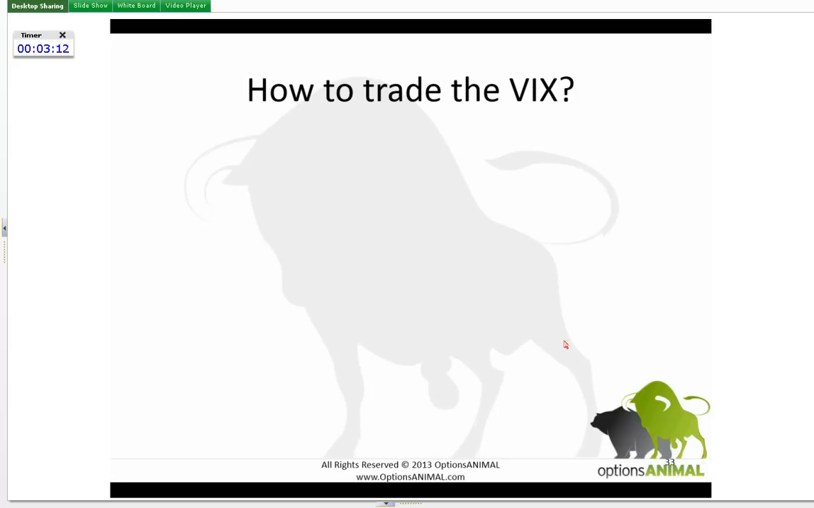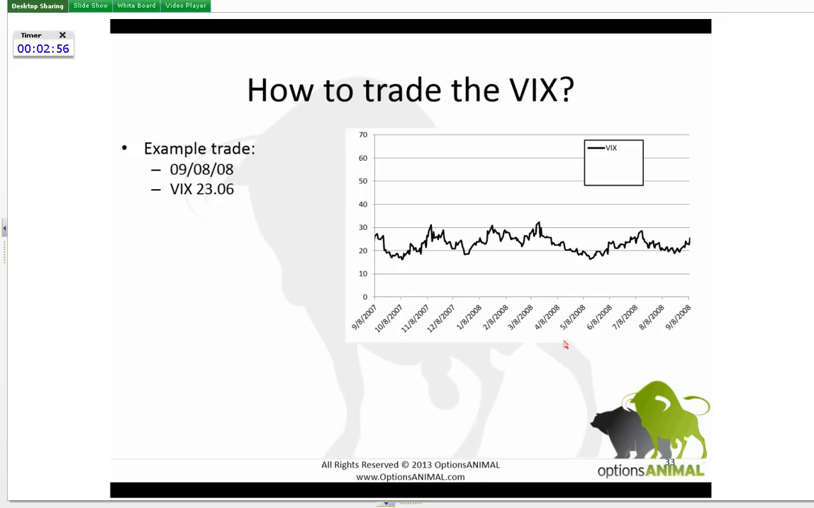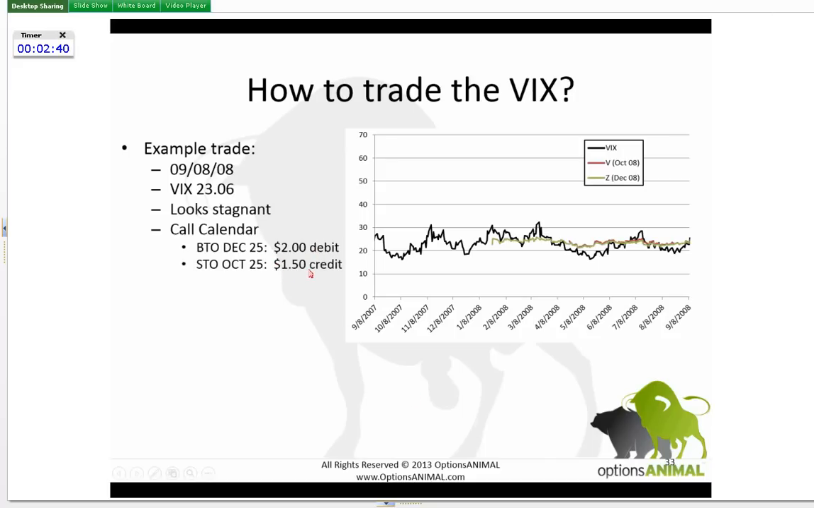So how do you trade the VIX? Well, I'm being a little facetious here, but let me show you an example of a trade. Does anybody here know what a calendar trade is? Let's say that on this particular date, the VIX is trading at 23. If you were to do a trend on this, you might say that the VIX looks range bound, stagnant. A nice trade to do when it's stagnant is a calendar trade. So if you buy to open the December 25 for a $2 debit and then sell the October for $1.50, that particular trade costs 50 cents.